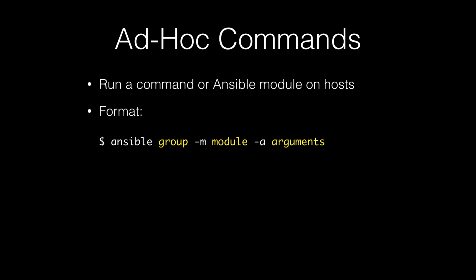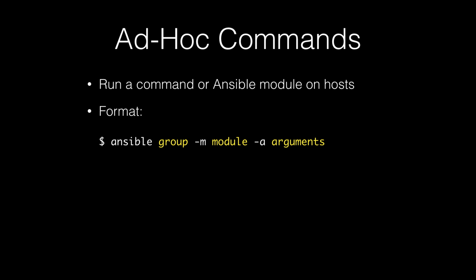Ad hoc commands are basic ways of running commands or Ansible modules on your hosts, on your servers. And the format's pretty simple. You have the Ansible command, and then you pass it a group name, and then you pass it a module, and then you pass some arguments for that module. By default, the Ansible command will use the command module to run a given command on your servers. So in the basic use case, you can say ansible group -a and then the command to run, and it'll run that command on your servers.